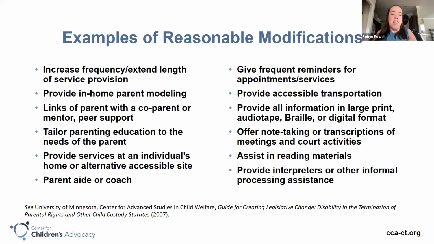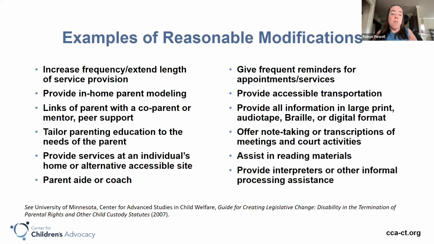Accessible transportation is really important. Providing information, whether it's in large print or on digital format or Braille, can be really important. Another thing that's really important is note-taking or transcriptions of meetings and activities. A lot of people with certain disabilities really benefit from being able to read over notes afterwards and really sort of get what happened. And so having those transcripts or those notes available is really useful for sort of understanding exactly what's going on. Some parents will need assistance reading things.